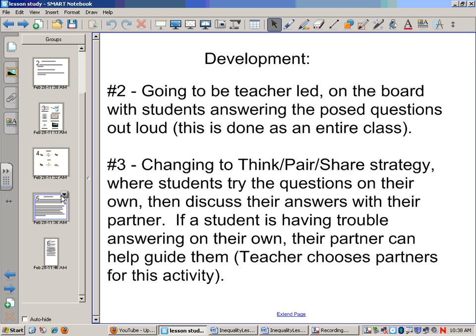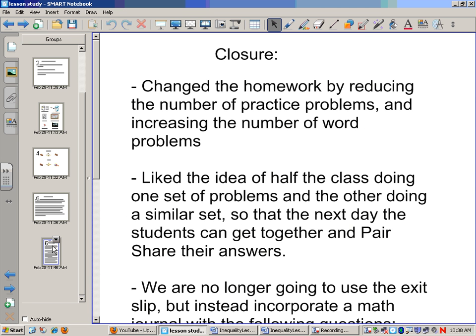And our last one, we're going to change the homework by reducing the amount of questions. There were a lot of extra questions in there, so they were doing way extra practice, which they don't really need if they are understanding it. We wanted to increase the number of word problems. They didn't really have too many word problems to do.